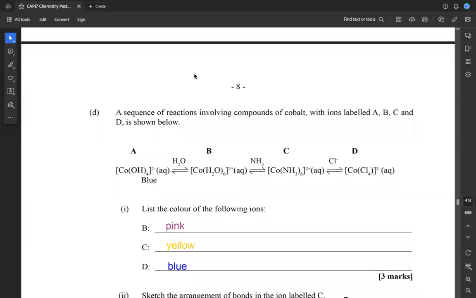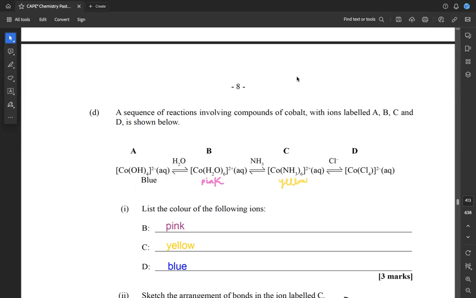Let me write them down underneath to help you see and remember it. The hexaqua cobalt is going to be pink. Then when the ammonia comes in, that's C, this is going to be yellow. Make sure you remember that: the hexaammine cobalt is going to be yellow. Then when the chloride ion comes in and exchanges out those 6 ammines, we're going to end up with a blue color.